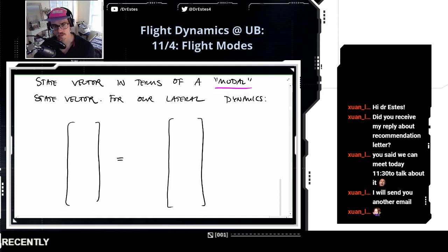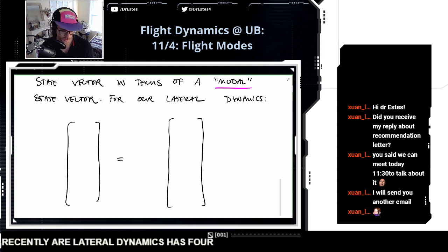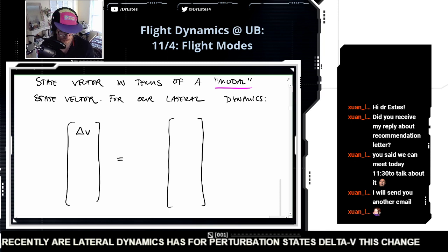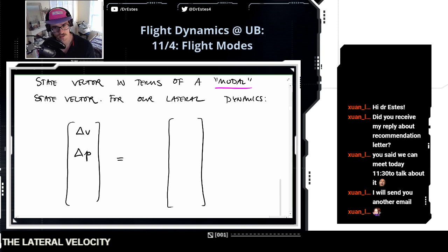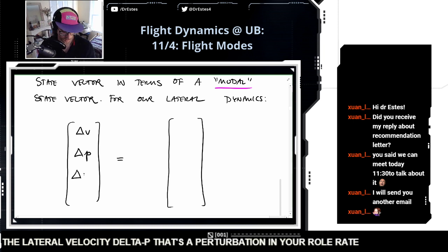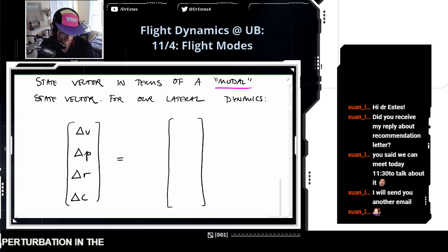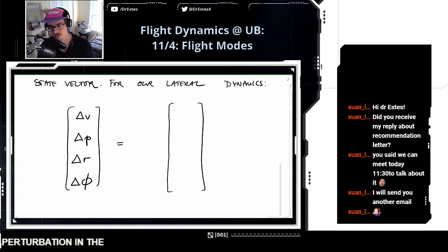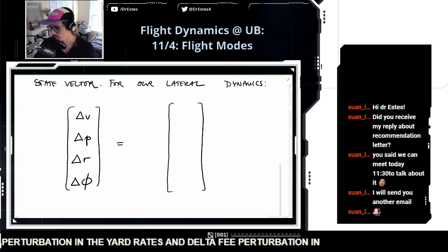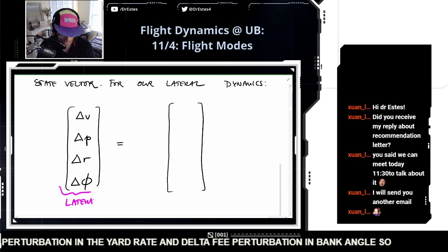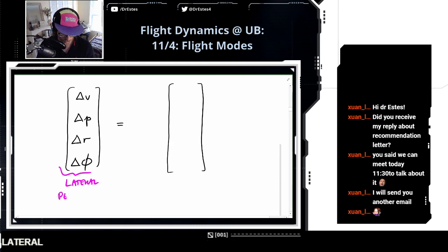Our lateral dynamics has 4 perturbation states. Delta V, this change in the lateral velocity. Delta P, that's a perturbation in your roll rate. Delta R, it's a perturbation in the yaw rate. And delta Phi, perturbation in bank angle. So these are our lateral perturbation states.